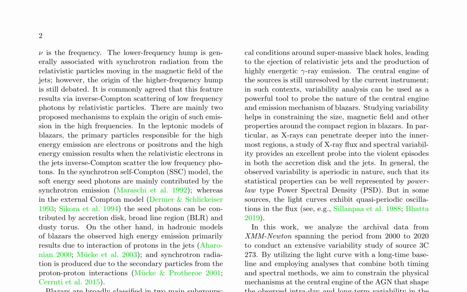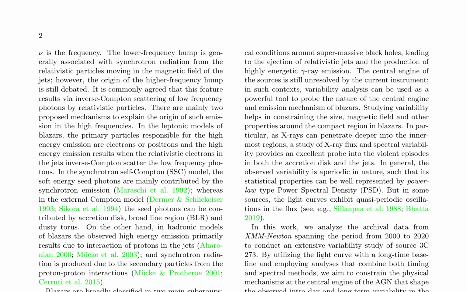Blazars, a type of active galactic nuclei, AGN, are known for their high energy emission and variability across the electromagnetic spectrum. The spectral energy distribution, SED, of blazars typically exhibits a double-humped structure, with the lower frequency hump attributed to synchrotron radiation and the higher frequency hump still debated. 2 main mechanisms, leptonic and hadronic models, attempt to explain the high energy emission.